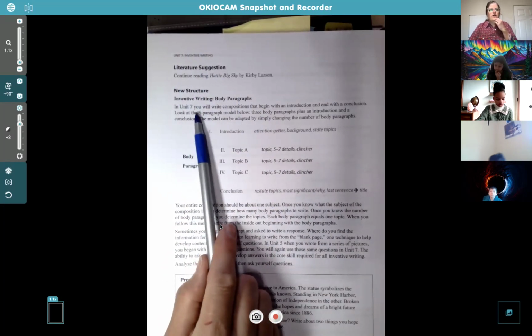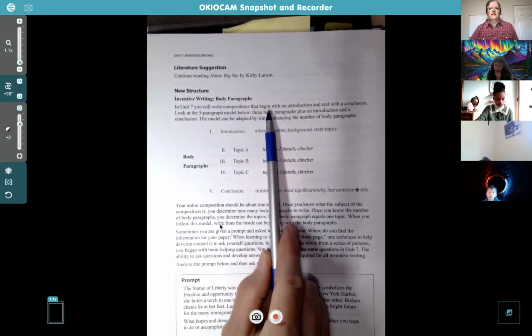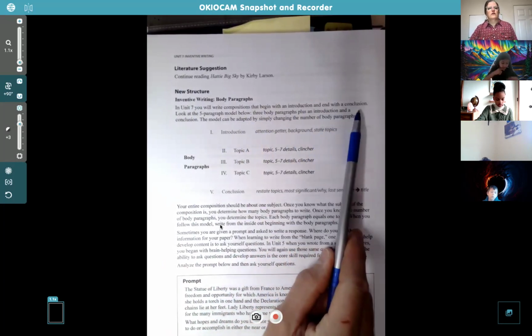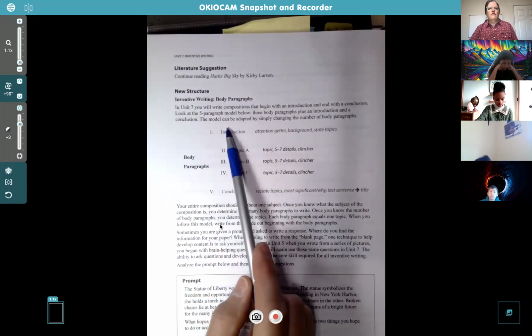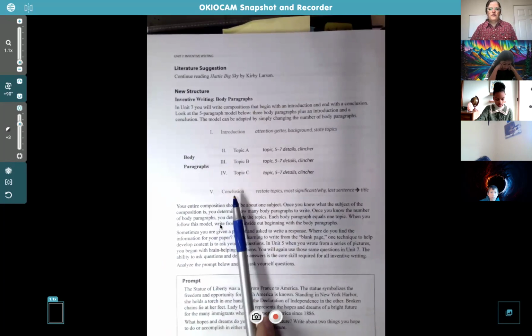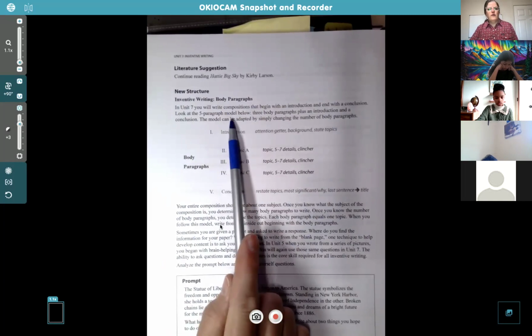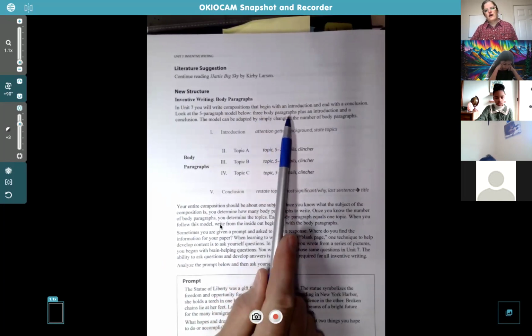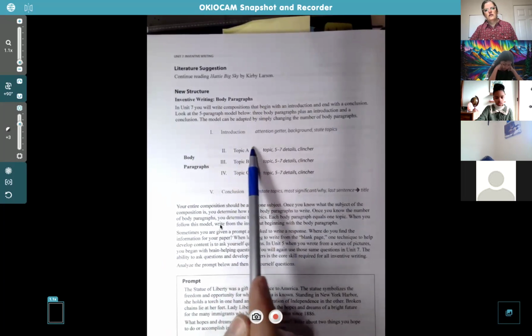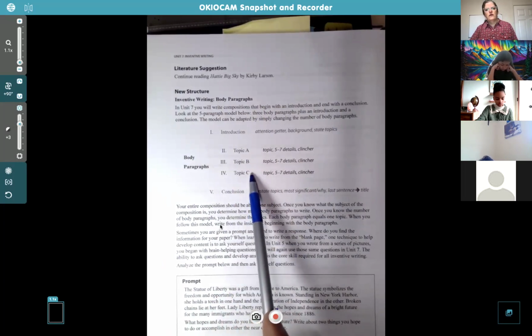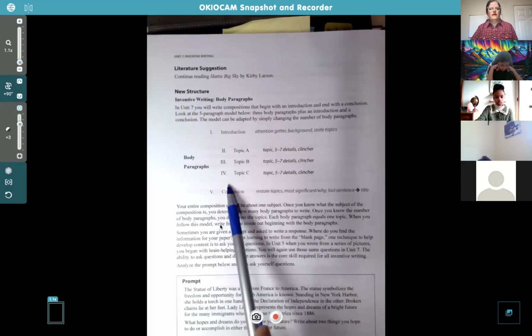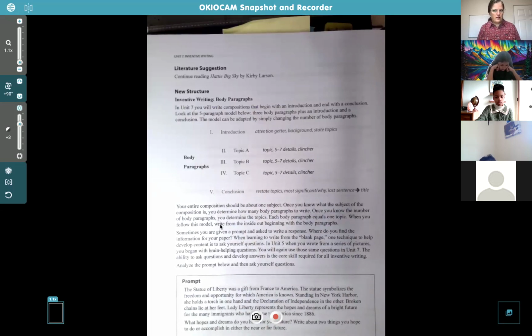So in Unit 7, you will write compositions that begin with an introduction and end with a conclusion. And so we're going to look at a 5-paragraph model here. We've done this before in past classes, but we're going to bring this back. And a 5-paragraph model has the 3 body paragraphs in the middle. This would be where your topics are: topic A, topic B, topic C. And then you've got an introduction and a conclusion. If you remember last year, we would do the body paragraphs first and then the conclusion. And the very last thing you do is the introduction. We're going to do the same format this year.